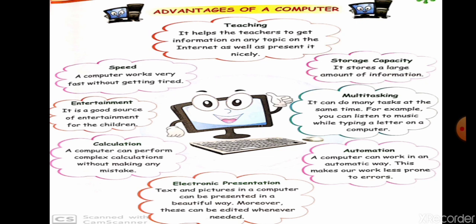Multitasking. While playing games, you can do different work also, other work also on the computer, and you can listen to the music too. Now automation. The computer does the work in an automatic way without making errors.